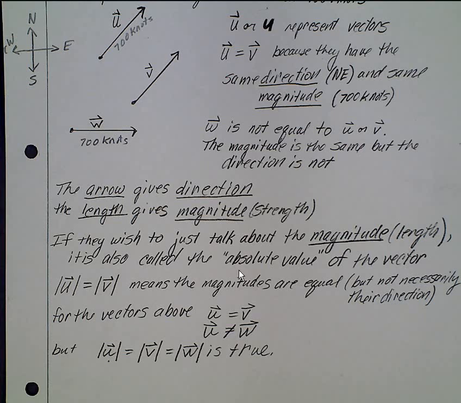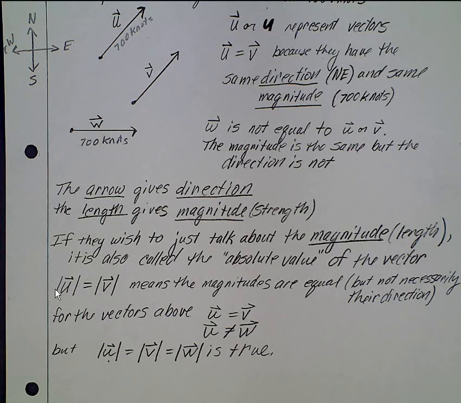Okay, to continue what I was saying, an arrow gives the direction and the length gives the magnitude, or the strength, of the vector. If they wish to talk about the magnitude or the length only, they call that the absolute value of a vector. It's kind of like what's its distance from zero, what's the absolute length of it. Doesn't matter what direction you're headed.